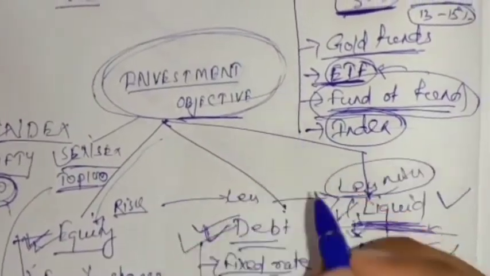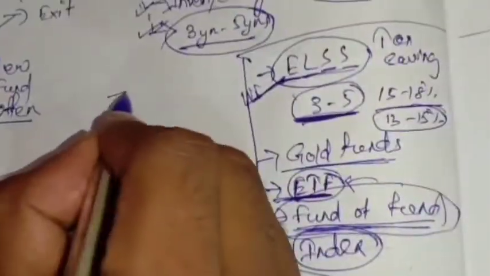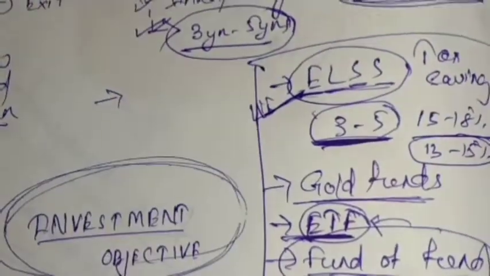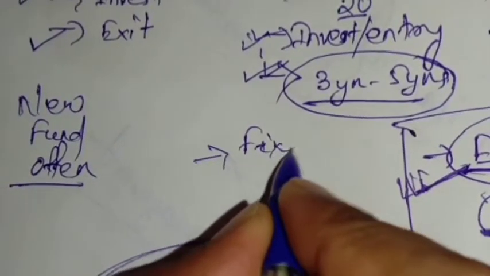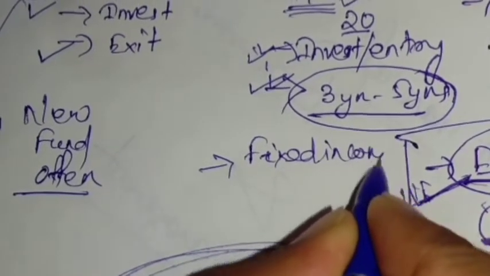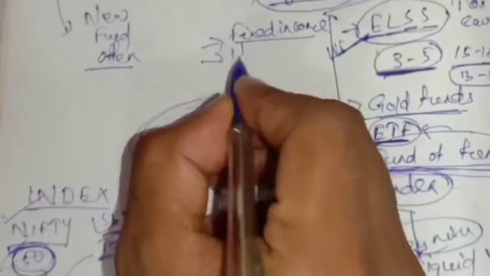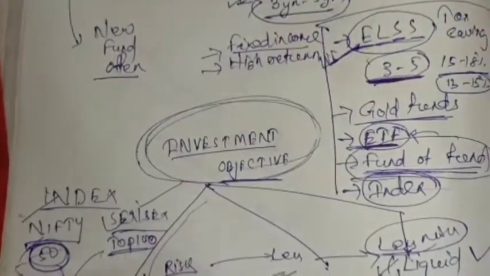This is index fund. Okay, so there are some other types of mutual funds, like fixed income funds, which come under the debt part. High return based funds come under the equity part.